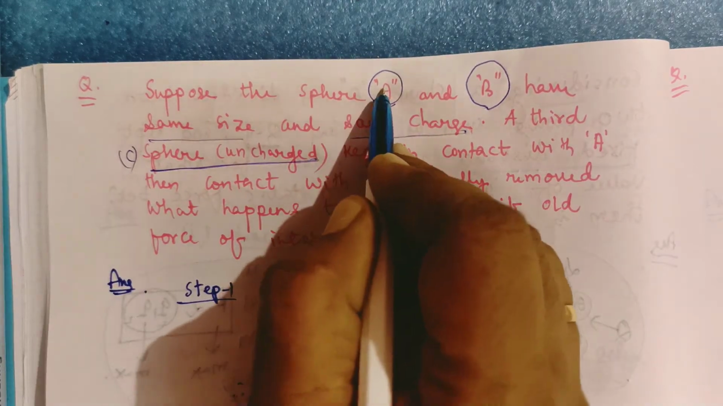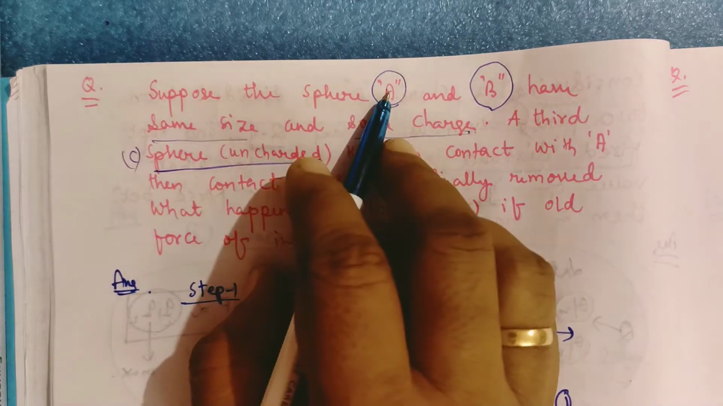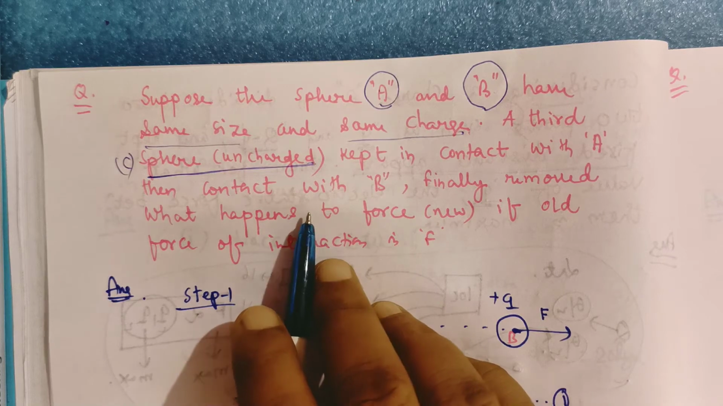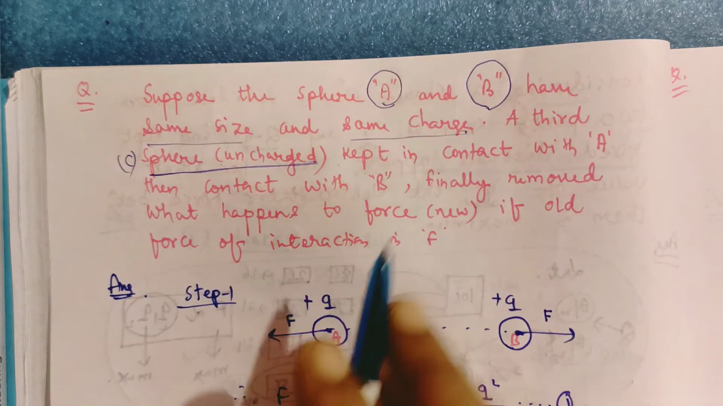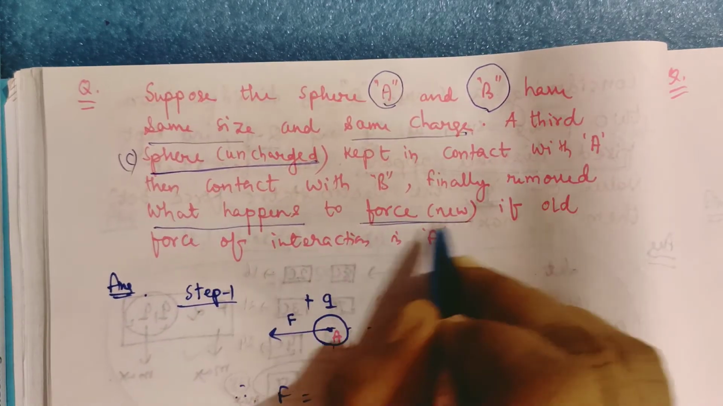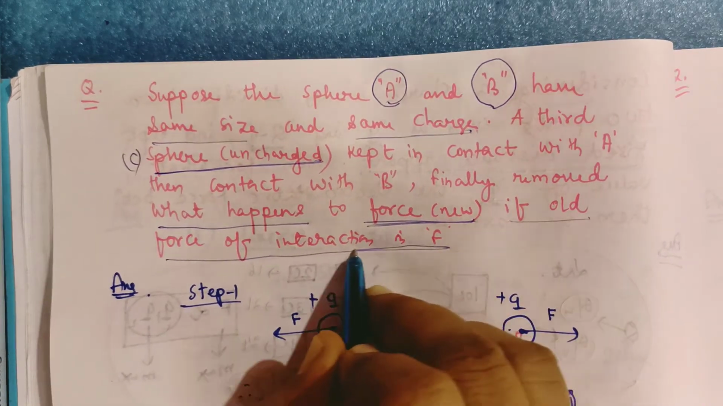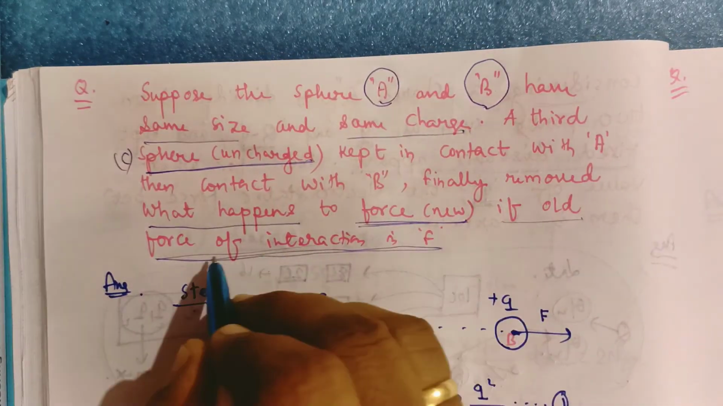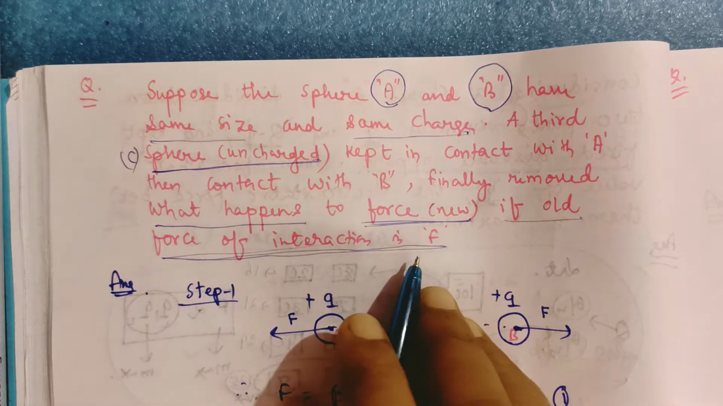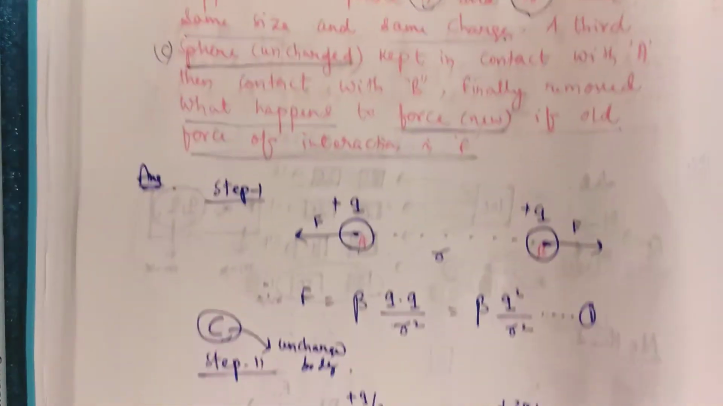First C will contact with A, then will contact with B. First it will touch A, then it will go to B. Finally C is removed, very far away from A and B. Then what happens to the new electrostatic force, if the old force of interaction is F? Very simple formula. Old force is given, new force you have to calculate. So you have to follow step 1 for old force and step 2 for new force. Then we have to proceed.